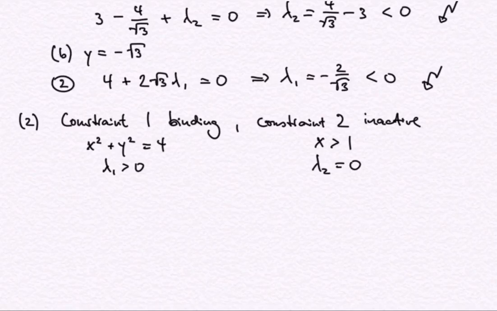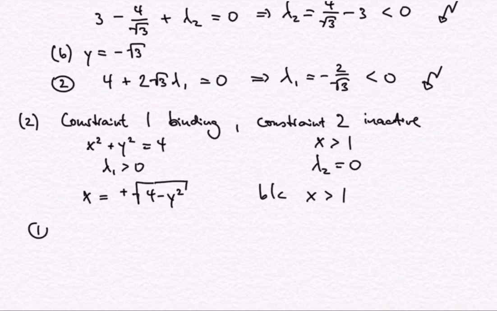Now I can certainly write from the first constraint, I can write x as plus or minus the square root of 4 minus y squared. And since x is supposed to be larger than 1, I can also eliminate the negative case here. So I only need to consider the positive case.